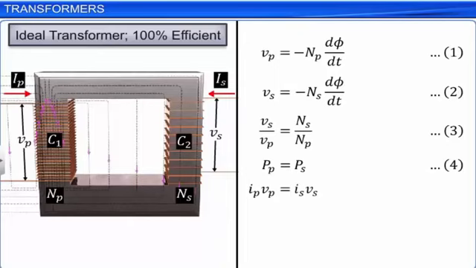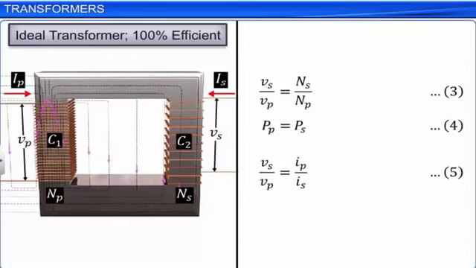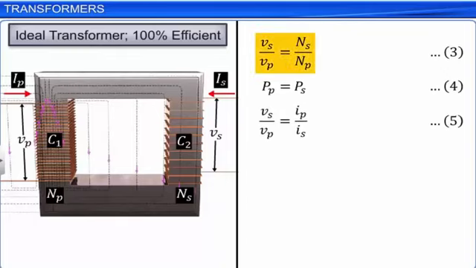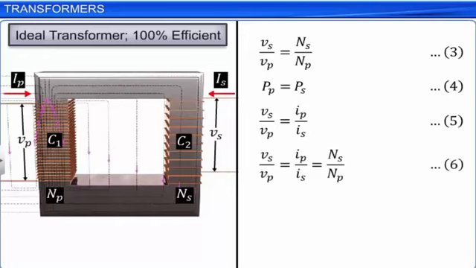From equations 3 and 5, we get Vs by Vp is equal to Ip by Is is equal to Ns by Np. Let this be equation 6. This shows that the current in the coils is inversely proportional to the number of turns in the coil. Since I and V both oscillate with the same frequency as the AC source, equation 6 also gives the ratio of the amplitudes or RMS values of the corresponding quantities.